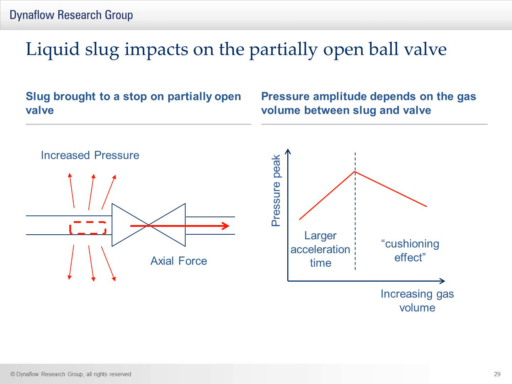Now, the amplitude of pressure depends on the gas volume between the liquid slug and the valve. As the valve did not present a restriction to the gas flow, the gas could pass through the valve without a problem, and therefore did not give any cushioning effect to this liquid slug as it approached the valve. And therefore we ended up around the maximum pressure peak that you could have.